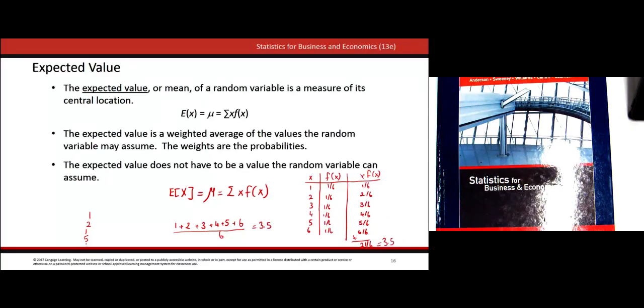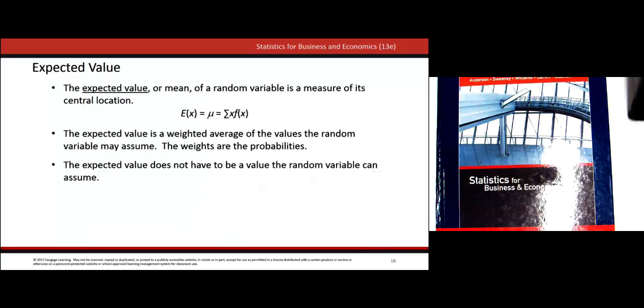So expected value is like the long run average. You do the experiment over and over again and average the outcome. It is the mean of the random variable, which is the weighted mean. Weights are the probabilities.